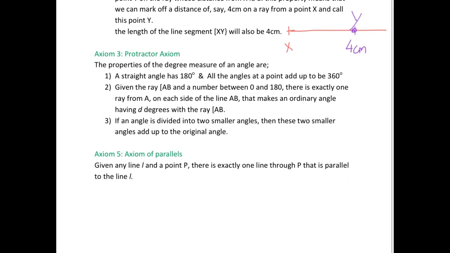The third axiom I want to talk about is the Protractor Axiom. So the properties of the degree measure of angles are that a straight angle has 180 degrees and all angles at a point add up to 360 degrees. The second is given the ray AB and a number d between 0 and 180, there is exactly one ray from A on each side of the line AB that makes an ordinary angle having d degrees with the line AB.